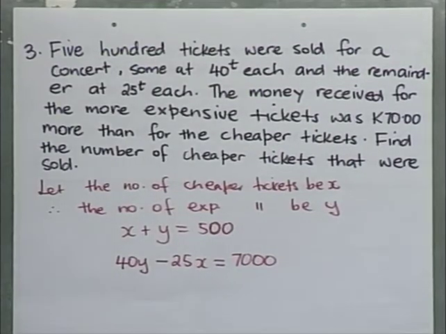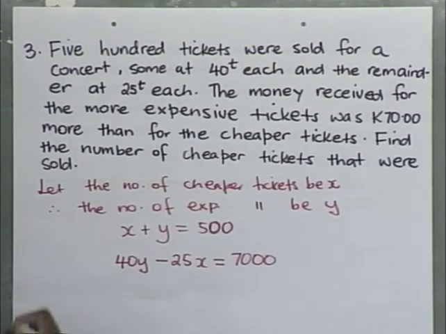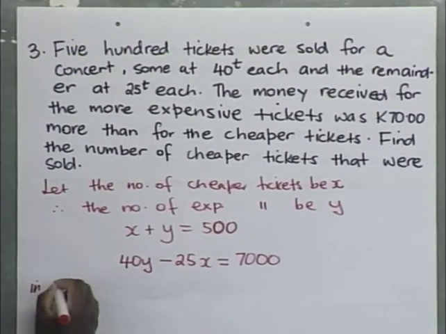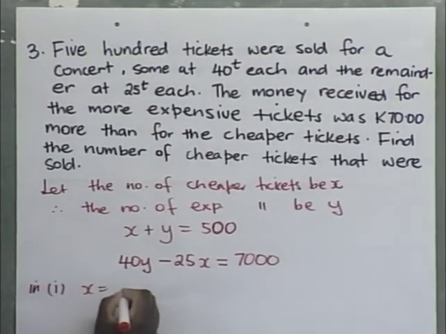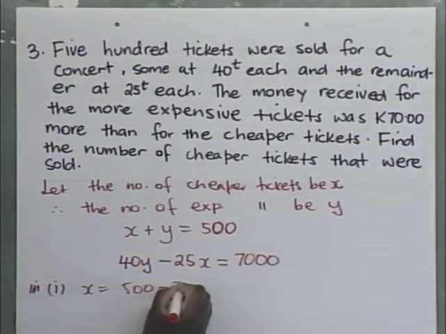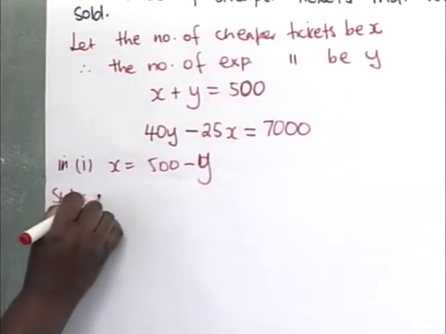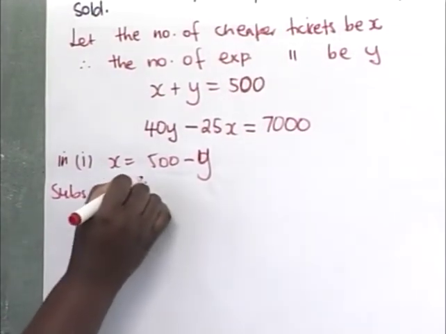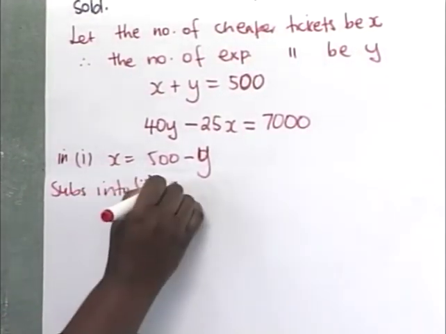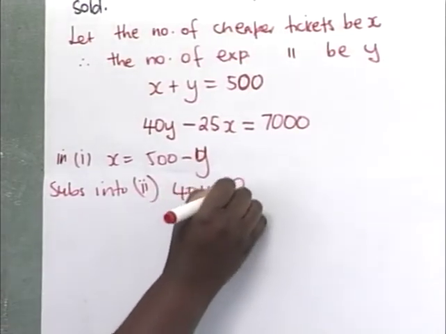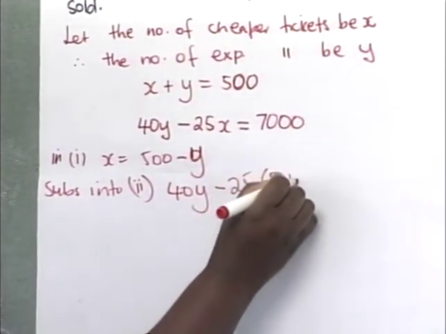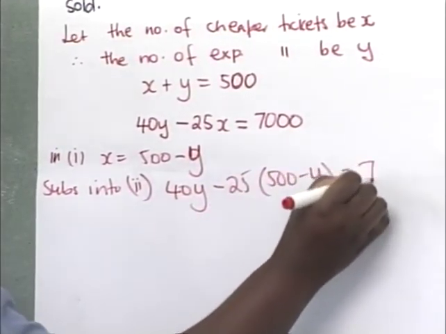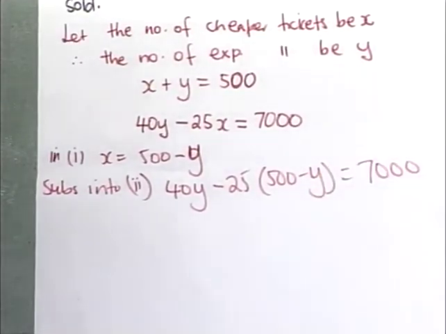Quickly, what method should I use? Elimination or substitution? I'll use substitution. In 1, X is equal to 500 minus Y. Substitute into 2. I will get 40Y minus 25 times 500 minus Y equals 7,000.